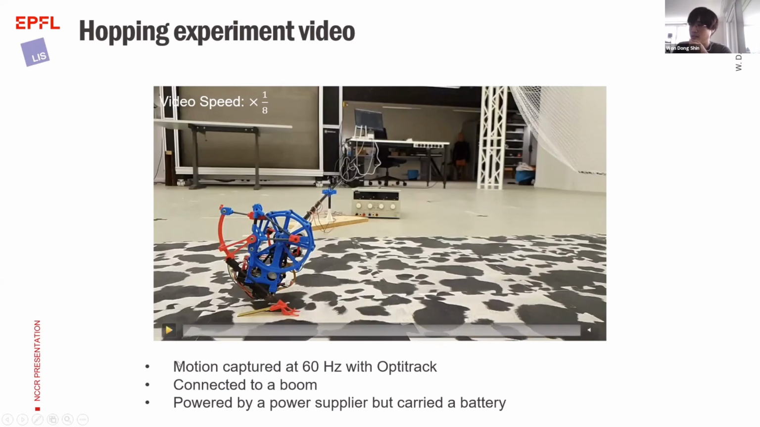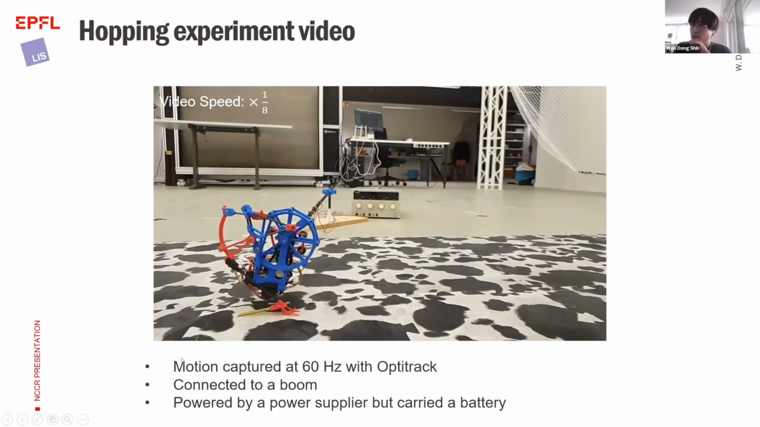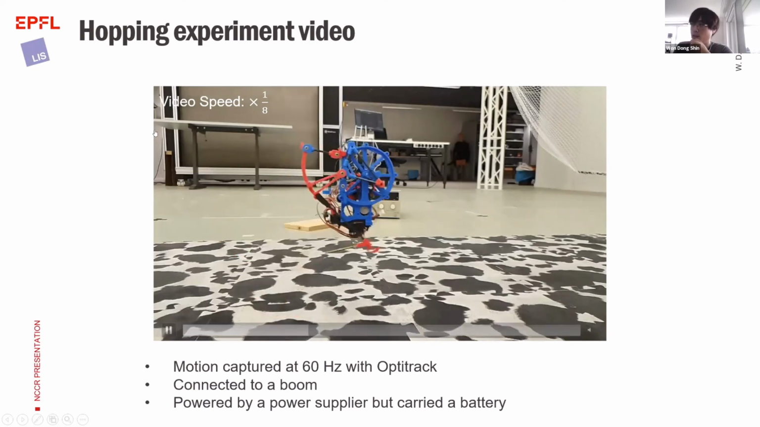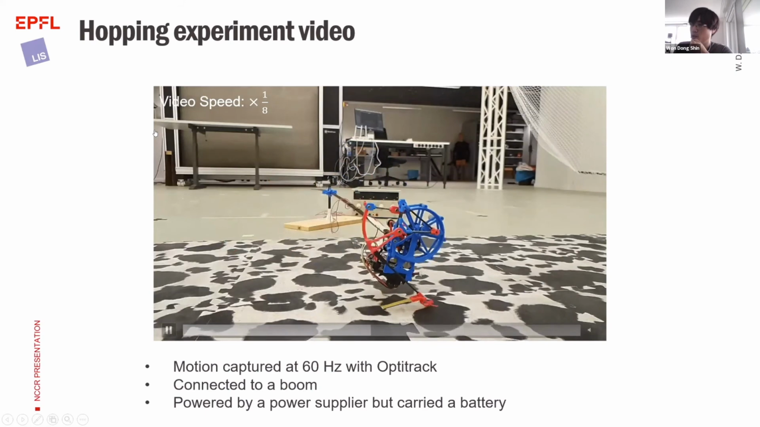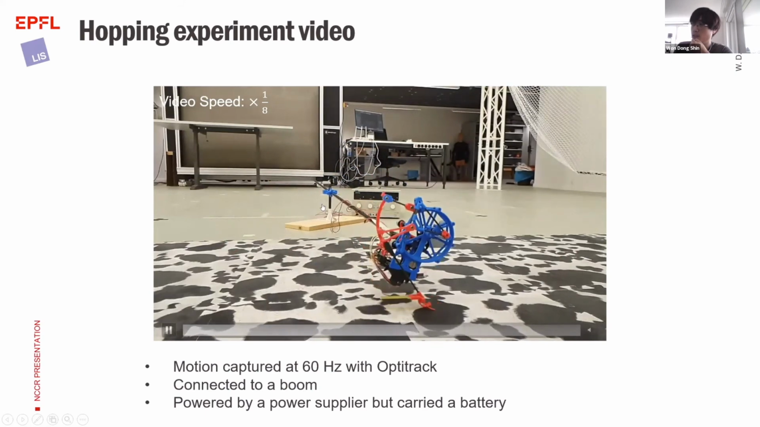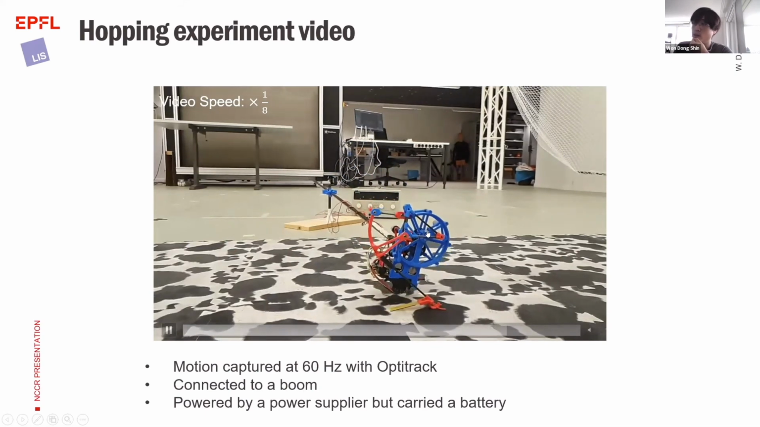So let's see the performance. The video speed is 1.8. So this is how it hops using the spring activation. And you can see that it safely landed on the ground without falling over.